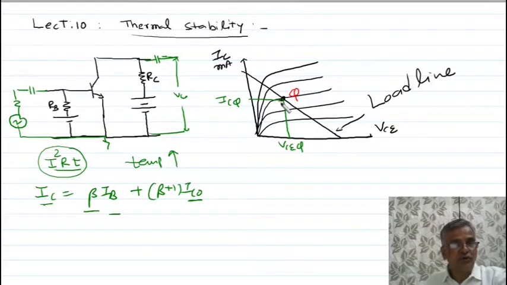So we want to stabilize our Q point. We do not want to allow the collector current to increase due to temperature, or the transistor to be replaced by another transistor. We want to stabilize the Q point. We want to make the collector current constant with increasing temperature. The method through which you are making the stability of the Q point, the stability of the current with temperature, is called biasing.